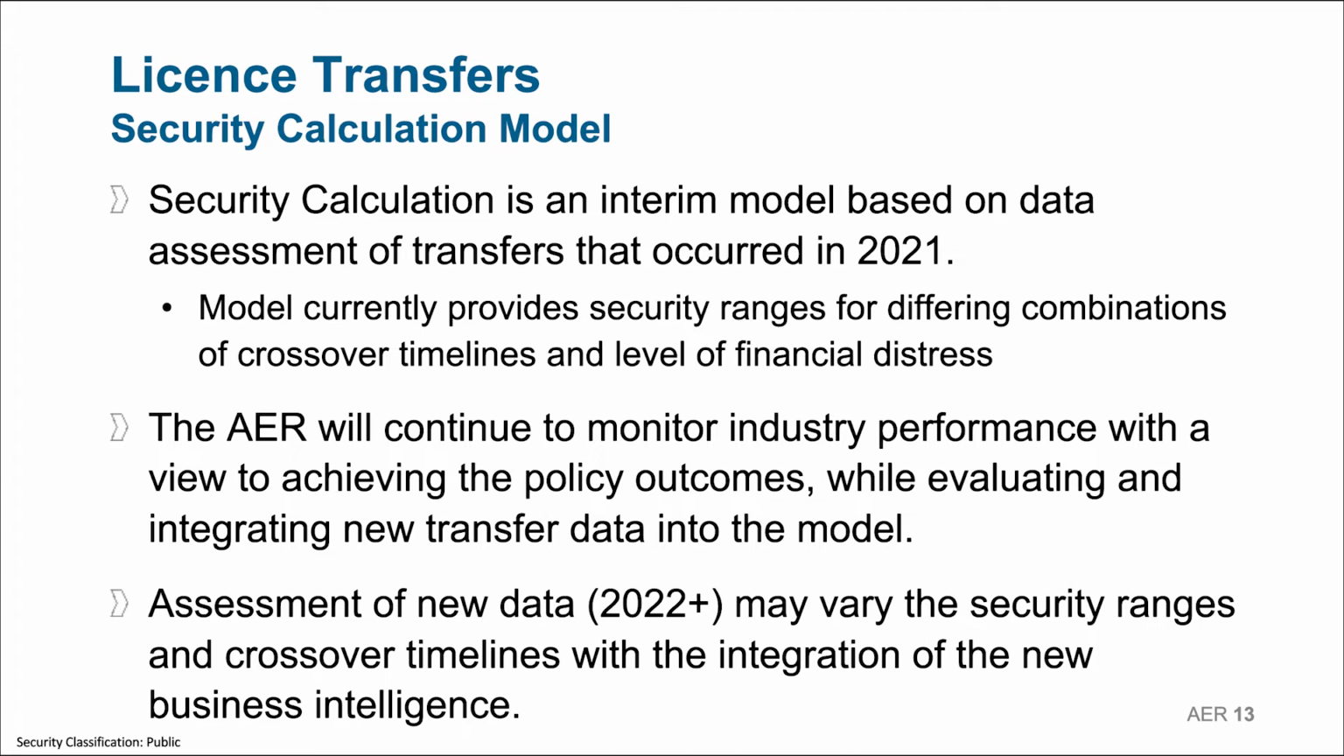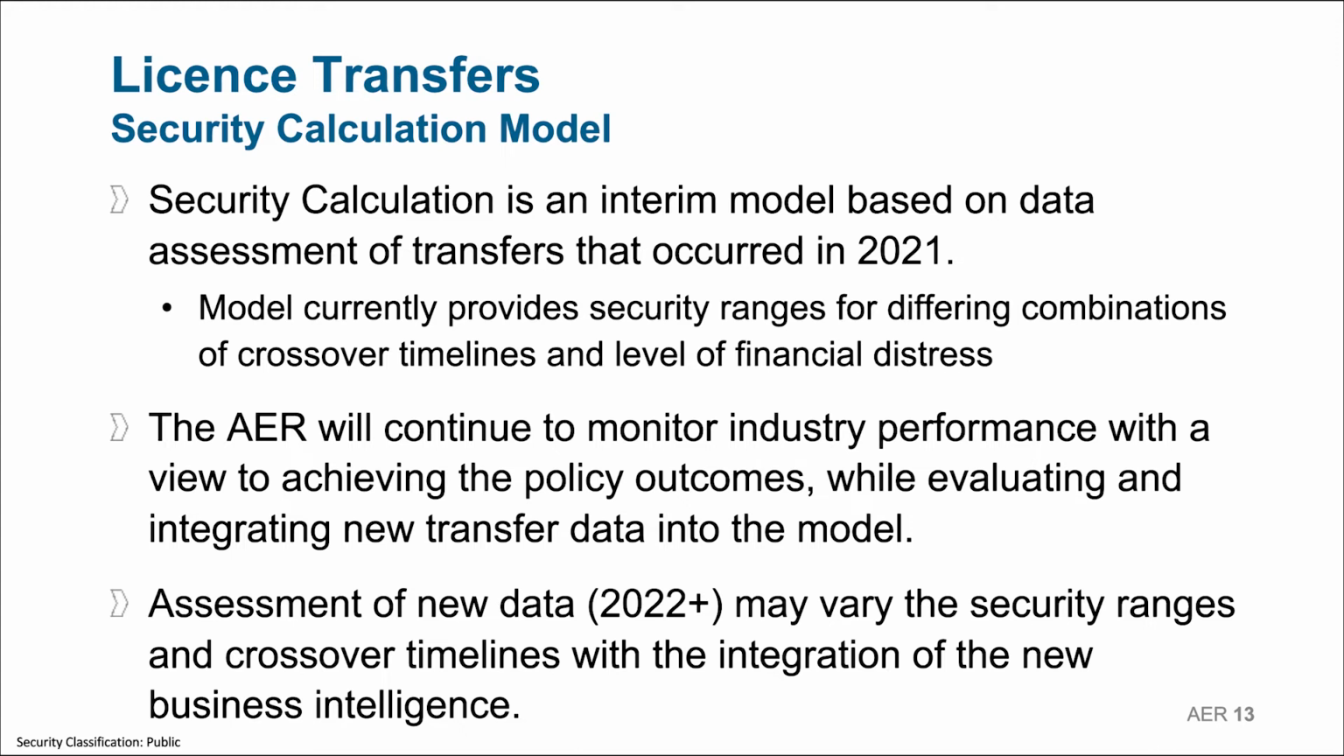To help provide a level of certainty for licensees, the AER is providing some information on the amount of security that could be requested as a condition of approval when considering a risk and performance-based approach. The AER evaluated and used data from a sample of transfer applications in 2021. Based on the sample, a model was created to provide security ranges for differing combinations of crossover timeline and levels of financial distress. This model will keep being refined as new data becomes available with the implementation of Directive 88 and as the AER continues to consider the industry performance.